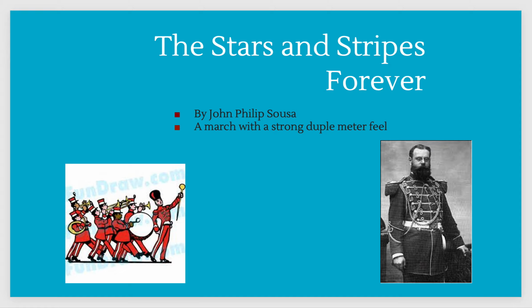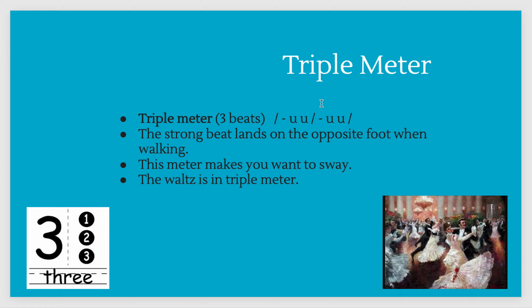So let's look at triple meter. Triple meter is this feeling of 1, 2, 3, strong, weak, weak, strong, weak, weak. And if you're walking or tapping with both hands, the strong beat will always land on the opposite side of the body. So it has kind of a swaying feel to it.